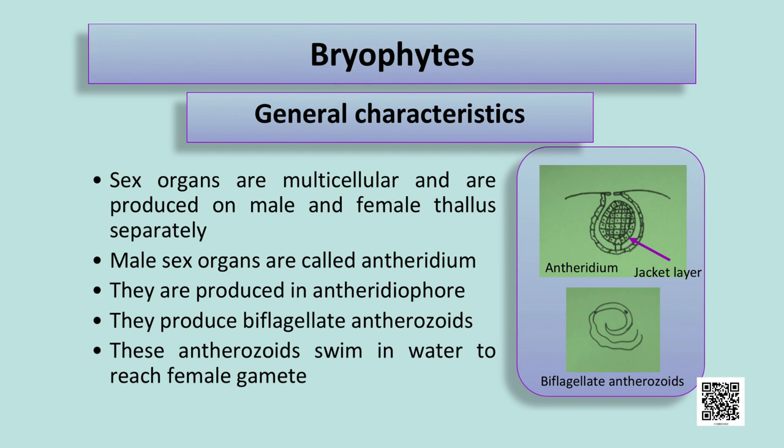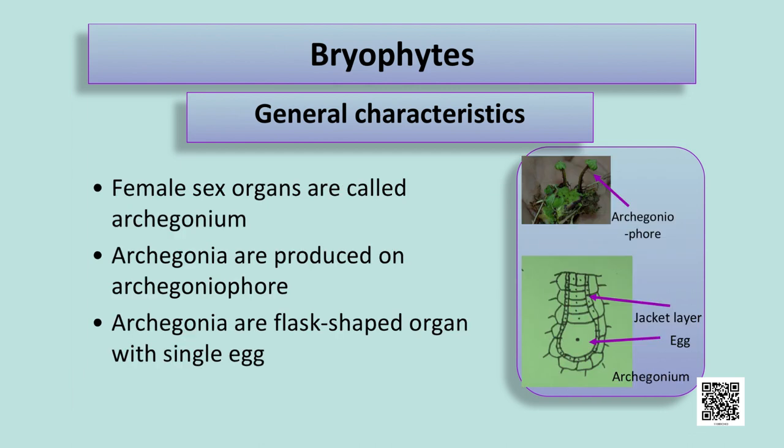These swim in the water to reach the female gamete to fertilize. If no water is present, the antherozoids fail to reach the female gamete. The female sex organs are called archegonium. They are flask shaped structures covered by the jacket layer.